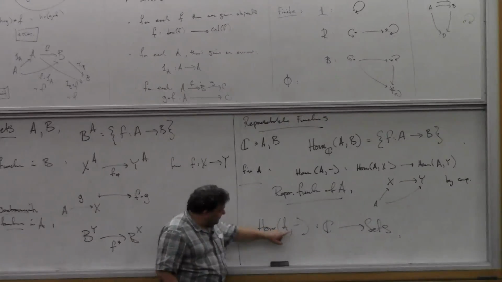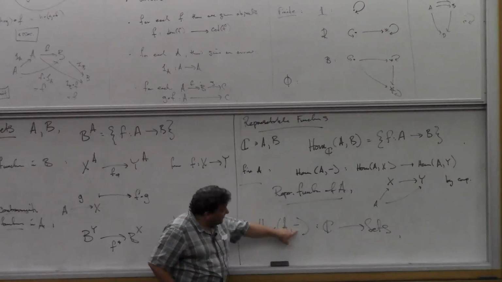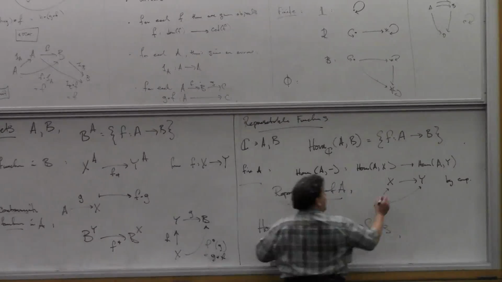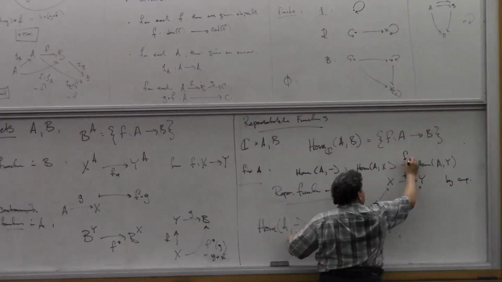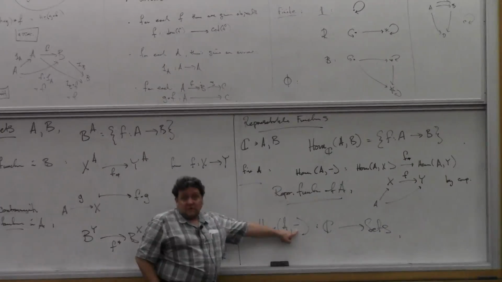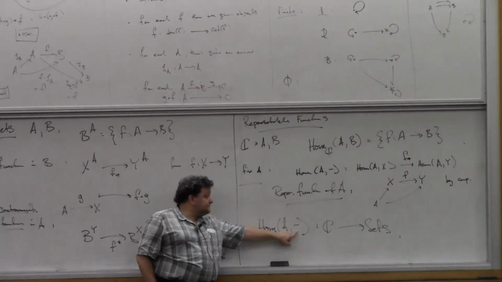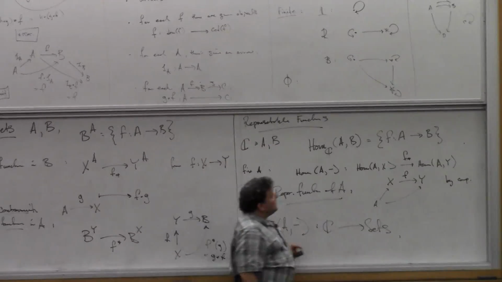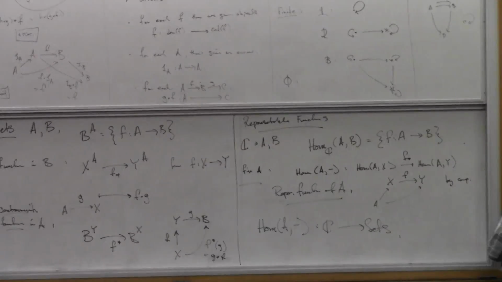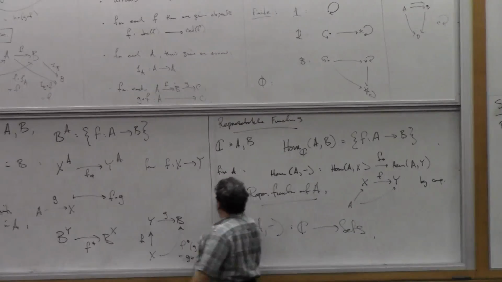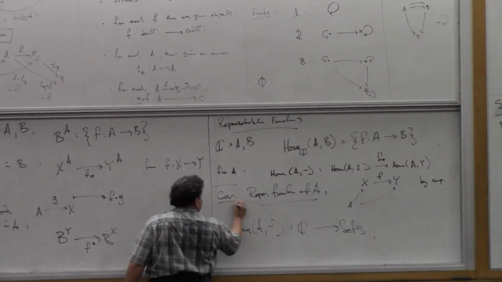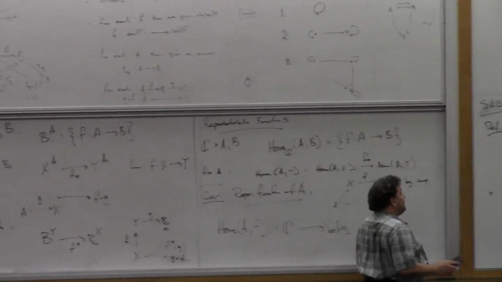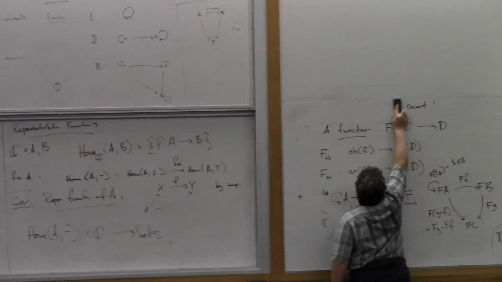Right? It takes an object X to the set of all arrows from A to X, and it takes an arrow F to the function given by composition. That's a representable functor. And there's a contravariant representable functor, covariant. And just as in sets, there's a contravariant representable.